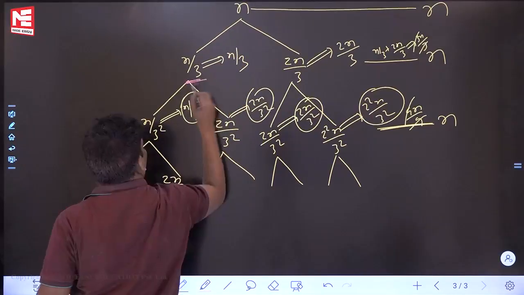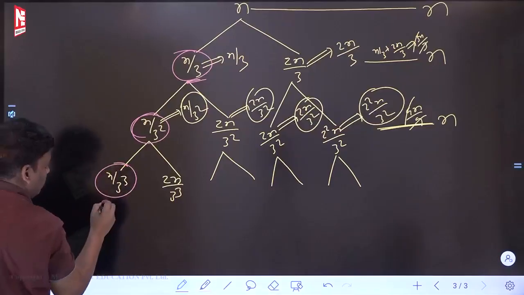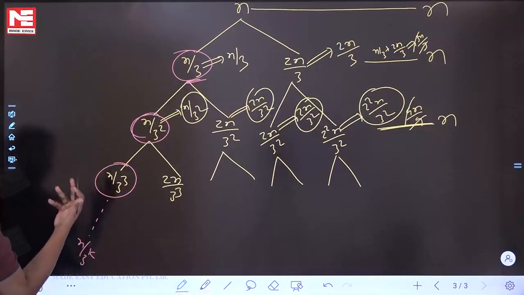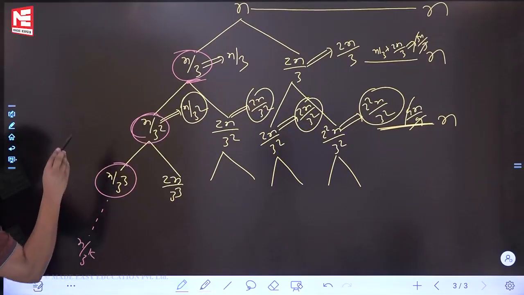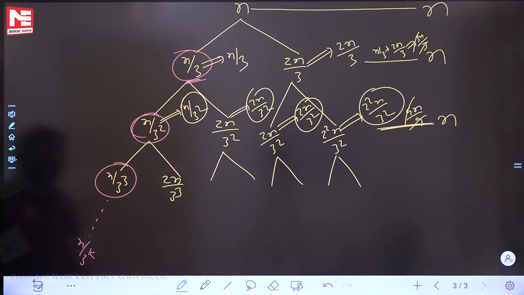n by 3, n by 3 square, n by 3 cube. If I continue like this, what is the answer? n by 3 power k, because always divide by 3. If left is always divided by 3, if you divide by 3, by 3, by 3, k times, it will become n by 3 power k.